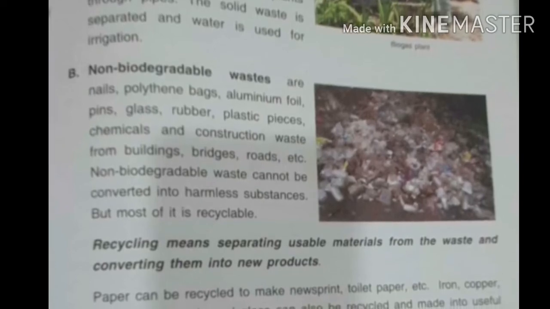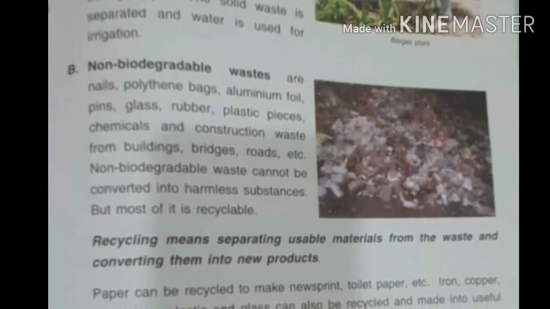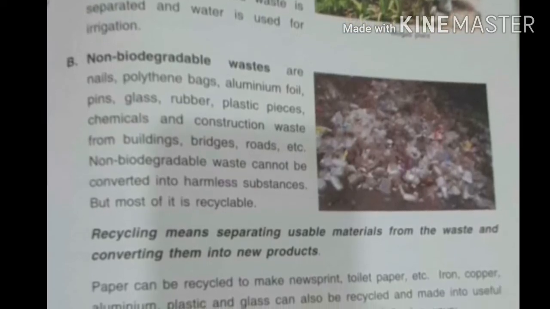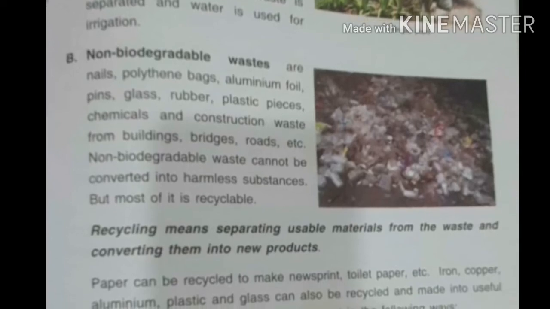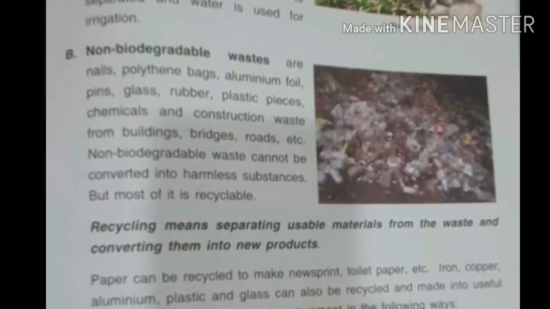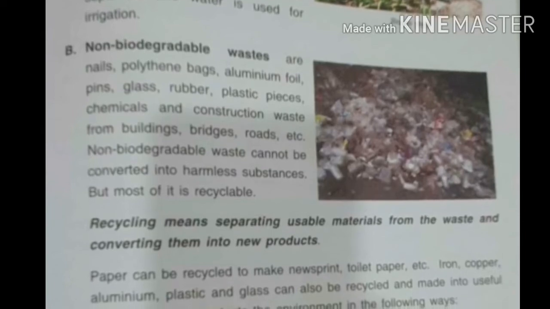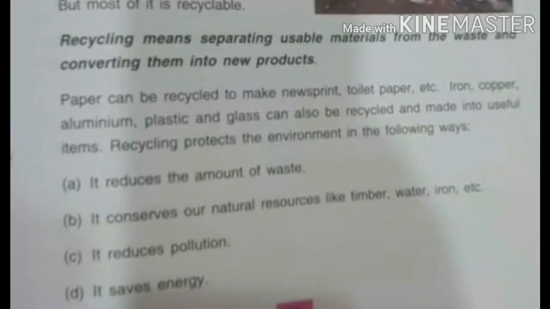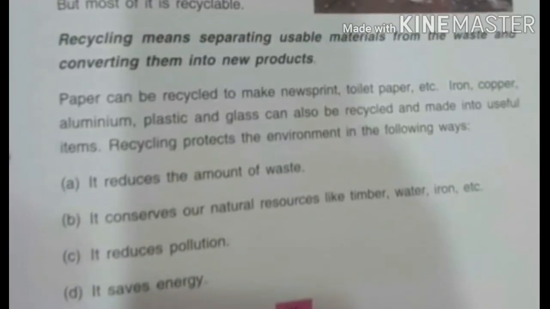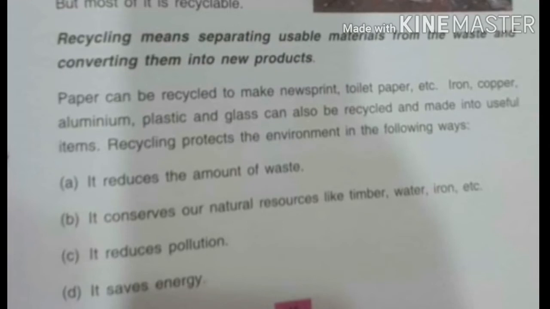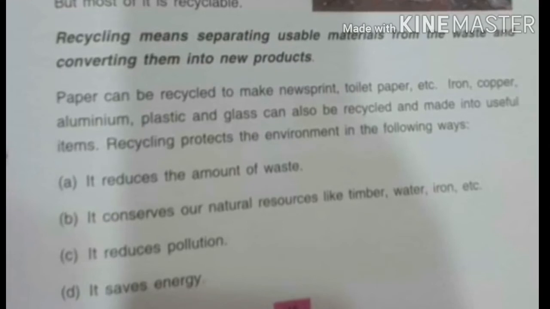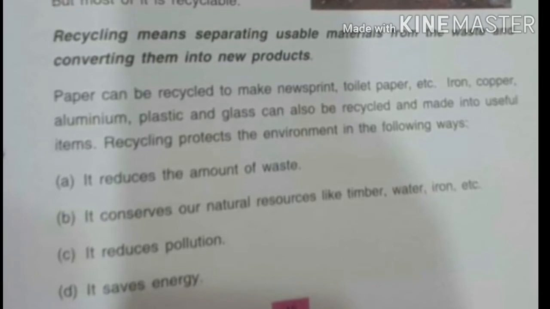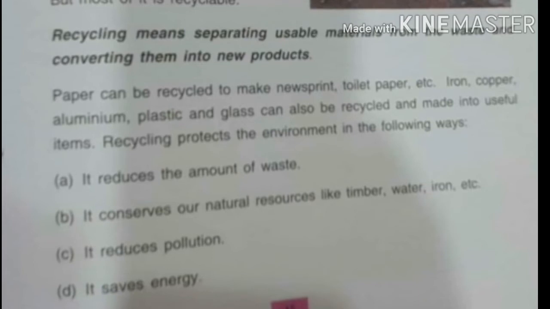Now, what do you understand by recycling? Recycling means separating usable material from the waste and then converting it into new products. Let us learn how recycling is done. Paper can be recycled to make newsprint, toilet paper, etc. Iron, copper, aluminium, plastic and glass can also be recycled and made into useful items.